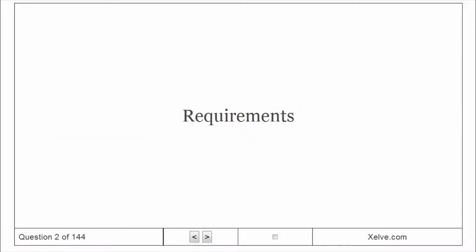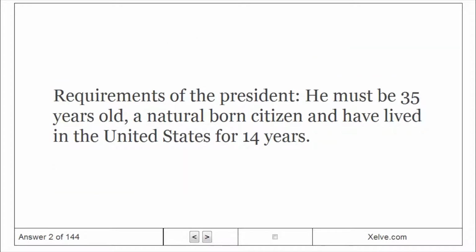Requirements of the President. He must be 35 years old, a natural-born citizen, and have lived in the United States for 14 years.